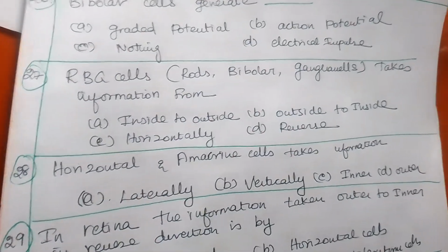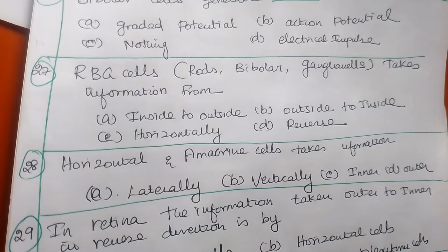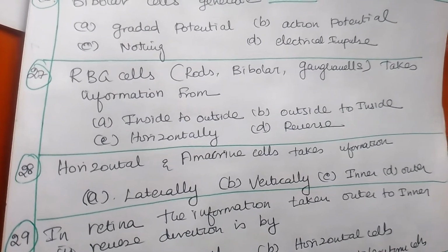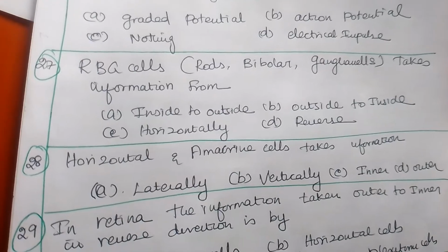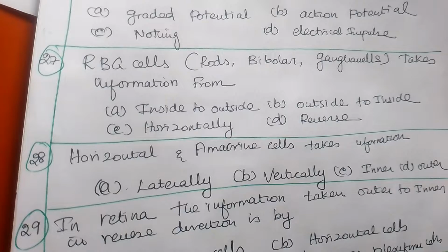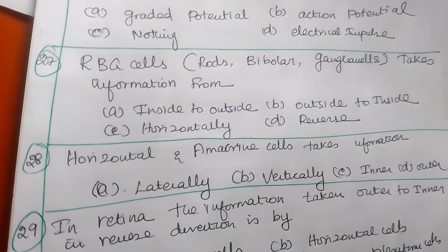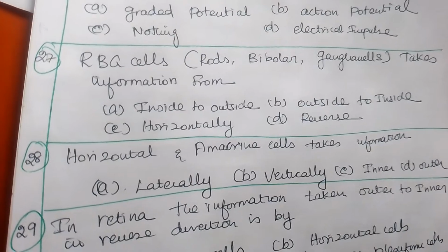28. Horizontal and amacrine cells take the information from where? Is it A. laterally, B. vertically, C. inner or outer? Yes, the correct answer is A. They are taking the information laterally.